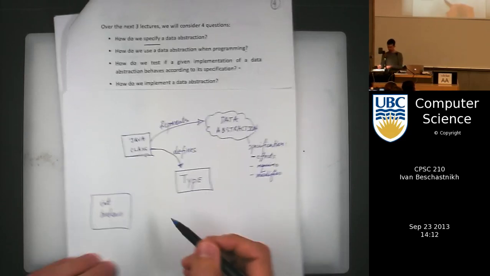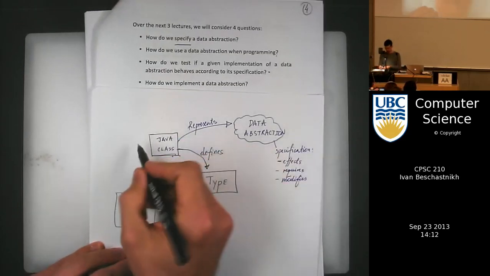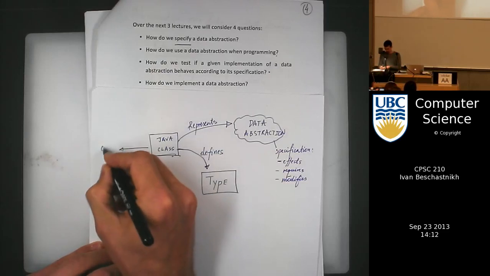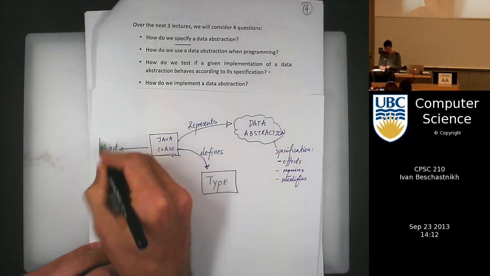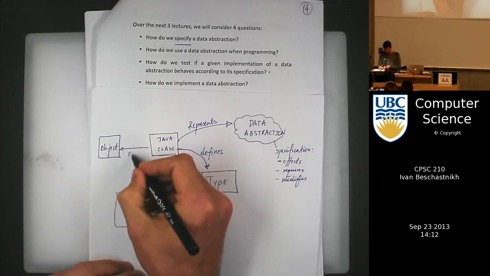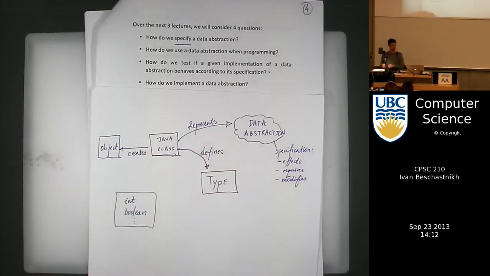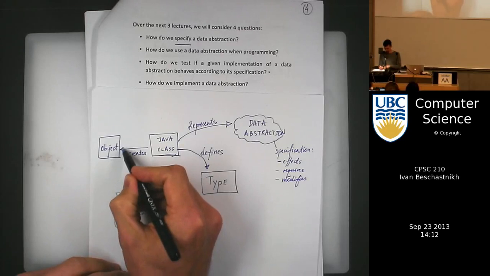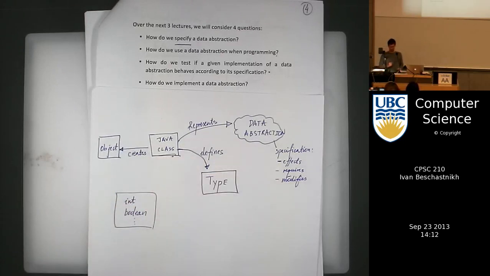And then Java classes, of course, are used to create objects. So you'll have an object in the diagram as well. And a Java class creates these using constructors. So when you say new in your program, that creates a new object. And when you create the new object, you have to specify the type of that object. And so you're creating a new object that is an instance of a class.